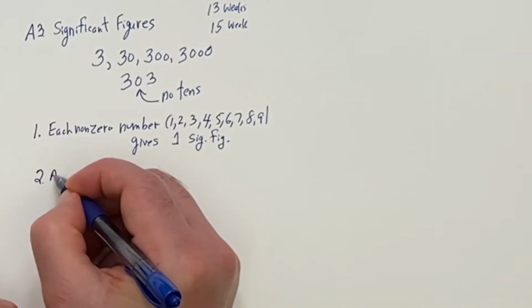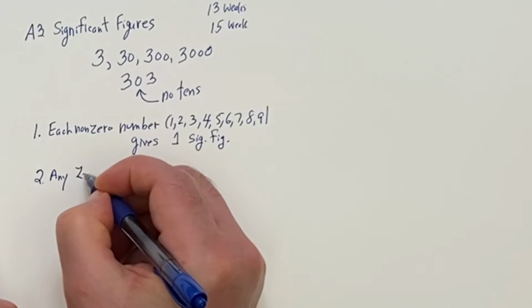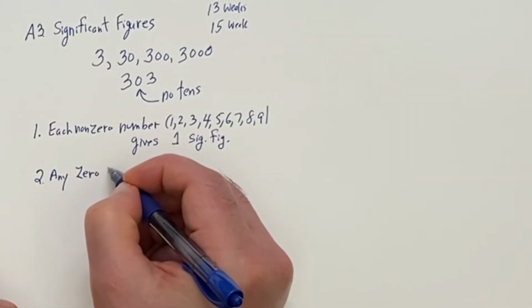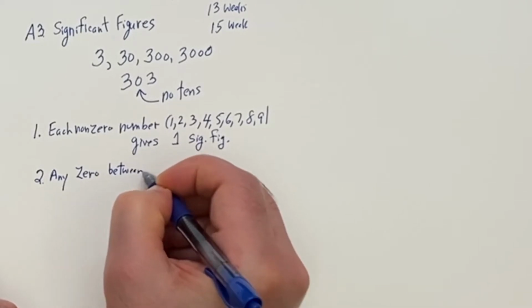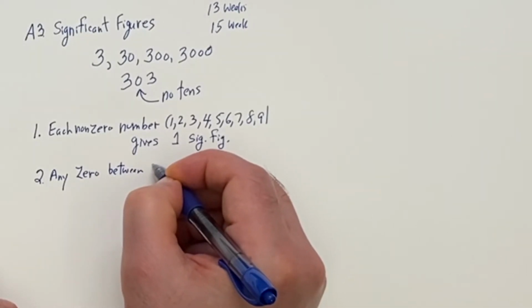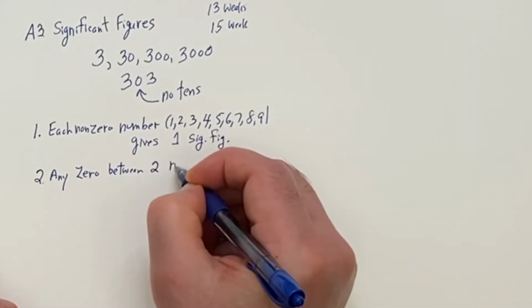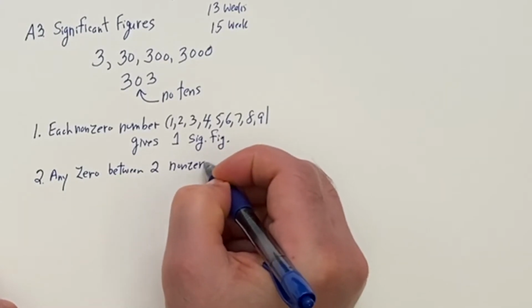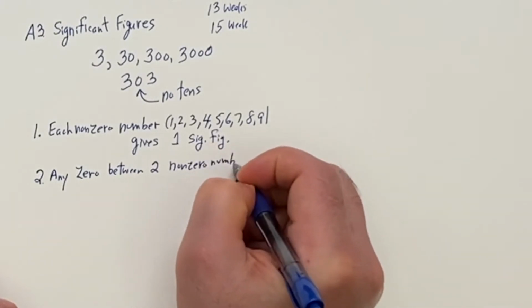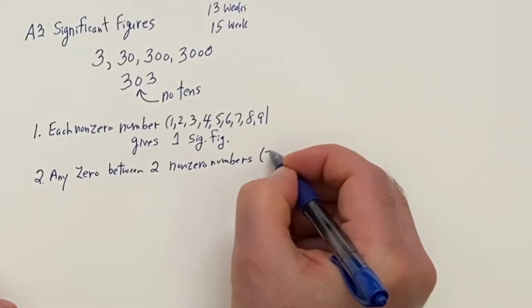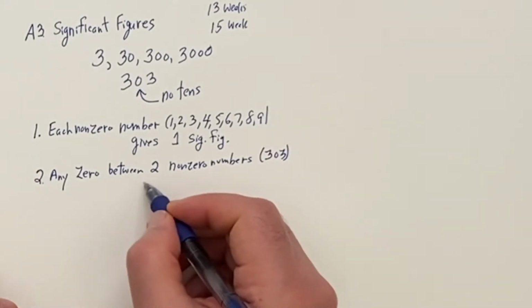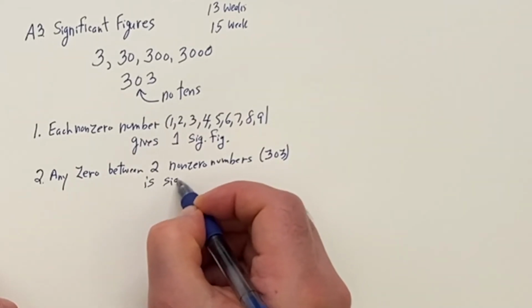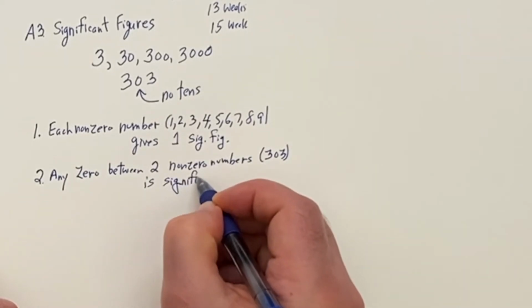2, any 0 that's between two non-zero numbers, for example, 303, any 0 is significant. So that is significant.